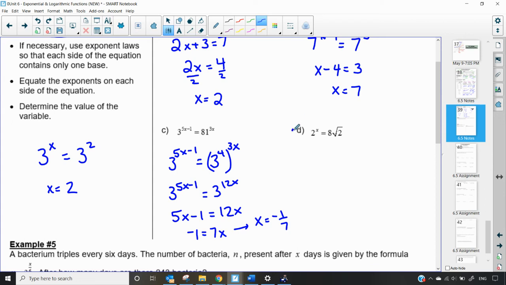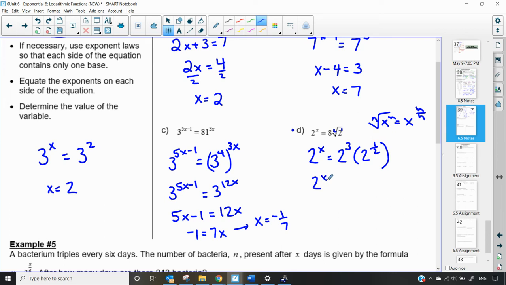All right, last one gets a little bit trickier because we're going to have to do some combining with exponent laws, but our first step is to write everything as base 2. So we have 2 to the x, we're going to leave that as 2 to the x, equals 8 root 2. Well, 8 as base 2 is 2 cubed, and root 2, if you remember, is the same as 2 to the 1/2. So if I had the nth root of x to the m, that becomes x to the m over n. If you remember, we've got a little 2 right in there and a little 1 here. So this becomes 2 to the 1/2.